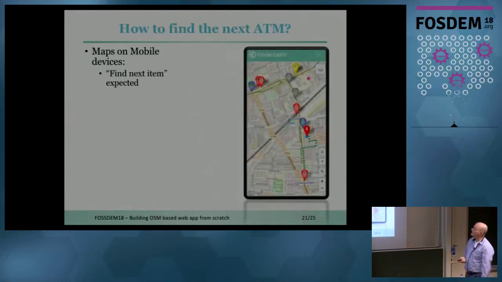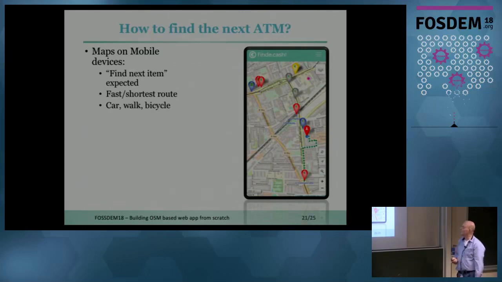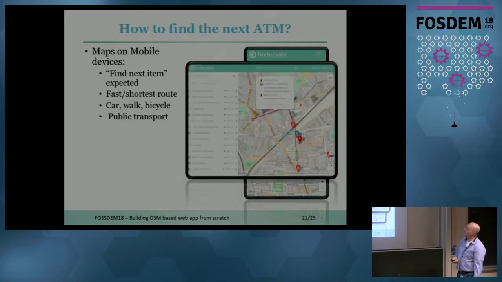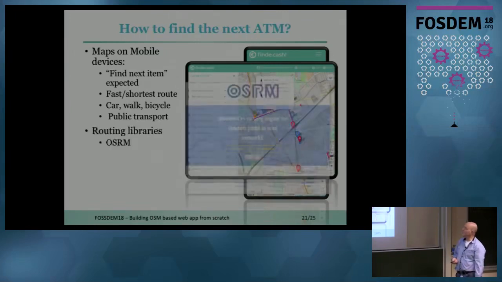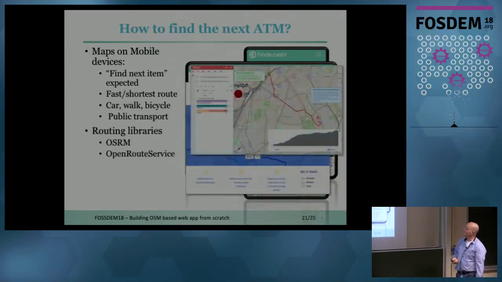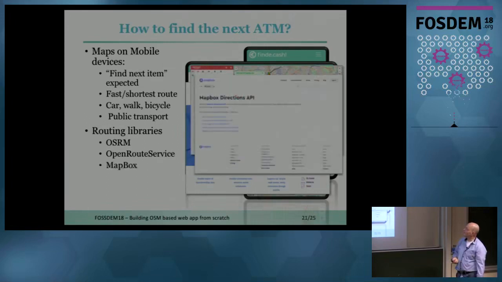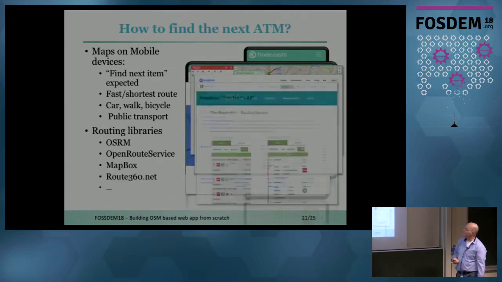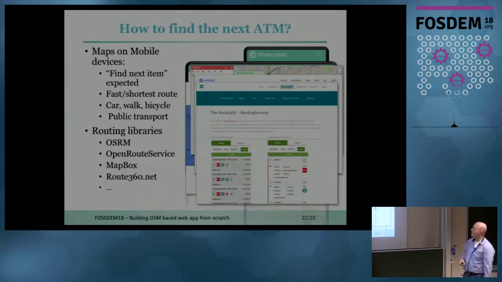The next point is maps on mobile devices, how to find the next item. That's a very natural question. And then I researched routing algorithms, and not to do it on my own, I couldn't do that. But there are some libraries which offer you routing by car, by foot, by bicycle, or even by public transport. I came across OSM. I show you some of the possibilities, and I came across route360.net, a very nice company, very good support, and I use it in my web app.